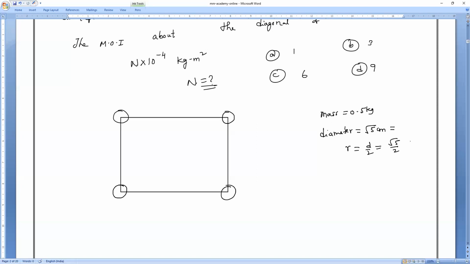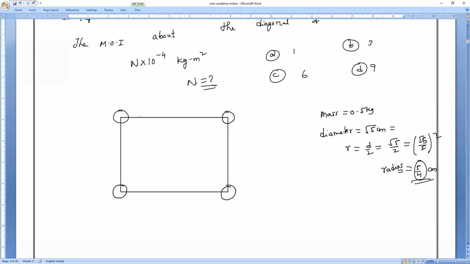Are you clear, everybody, what I'm saying? Root 5 by 2. If I apply the square to both numerator and denominator, root 5 divided by 2 whole square is equal to what? 5 by 4. So the radius squared is equal to 5 by 4 centimeter squared. You should learn it.